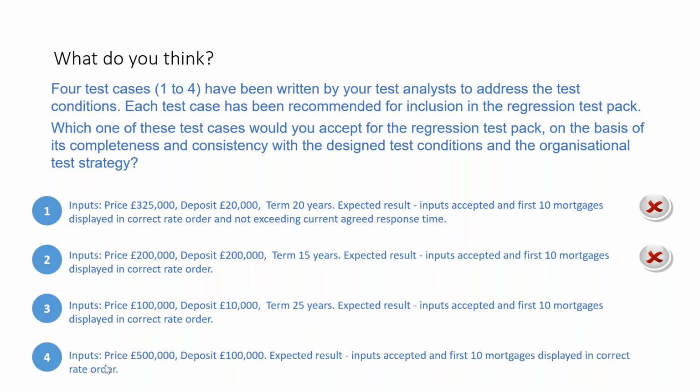Read the fourth one. Price 500,000, deposit 100,000. That's okay. Expected result: here the mandatory field of term has been missing. So it can be a potential wrong answer. So that's how we answer these questions. They are long, they are detail oriented, but they are not complex.